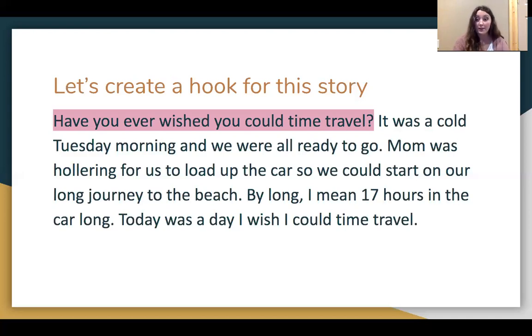You guys might have some other ideas that will work just as well. That's the fun thing about hooks. Everyone has a different idea of how to start it. As long as it's engaging and hooks the reader in to want to read more, it's a good hook.